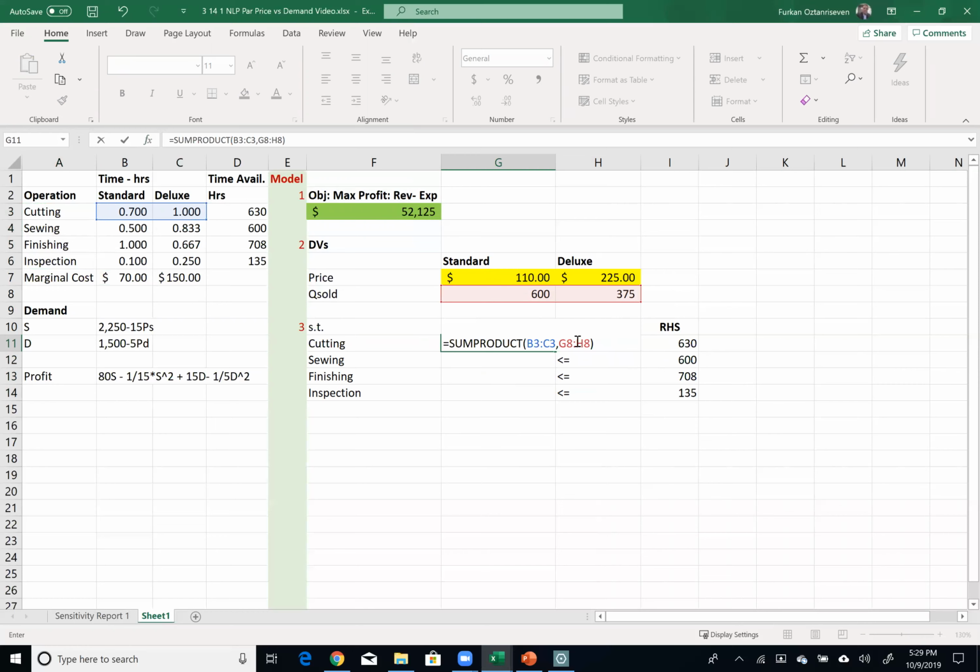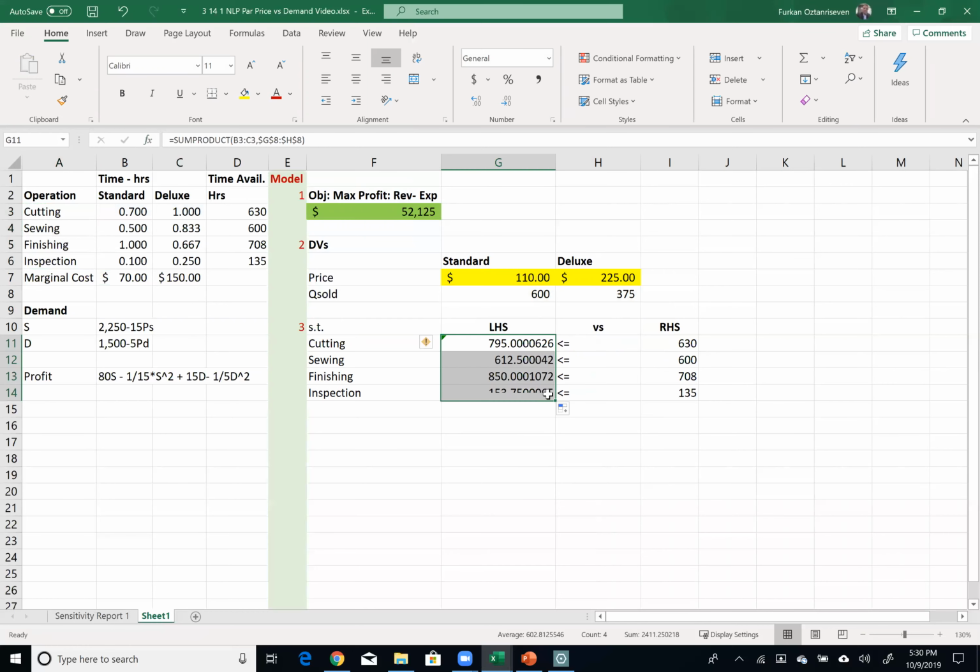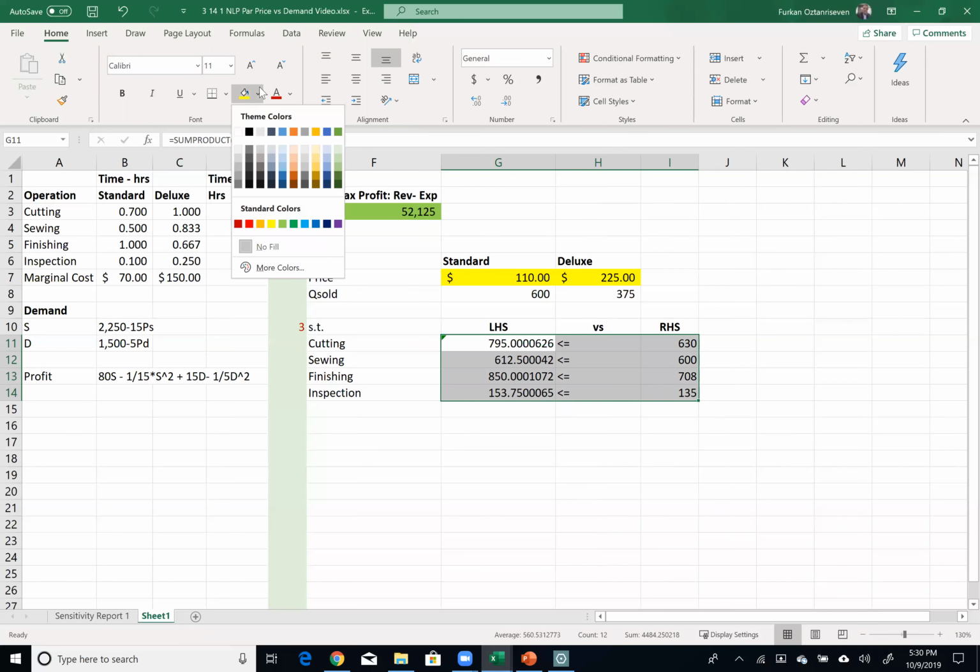I would like to lock my red cell so that I can drag it down. And the way it is, as you see here, that's not feasible because this is violated, even this one is violated. All the constraints are violated pretty much. So I don't like this. This is not a feasible solution. Again, this was an upper bound for me anyway.